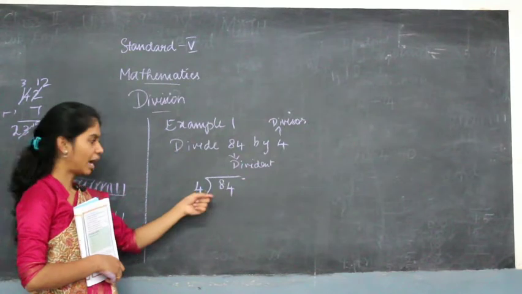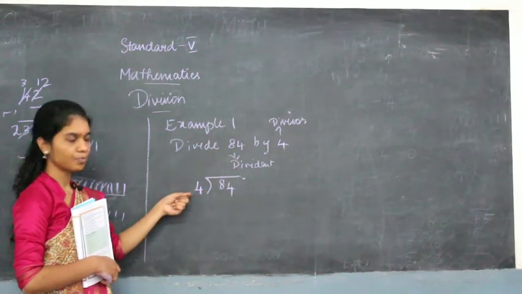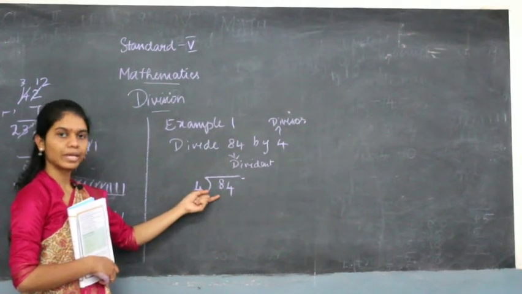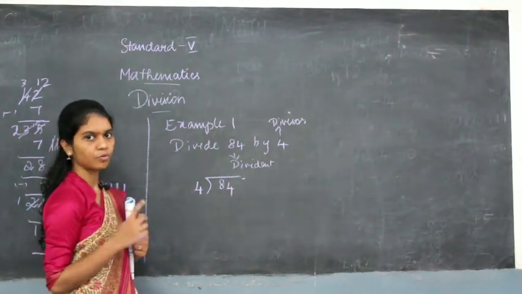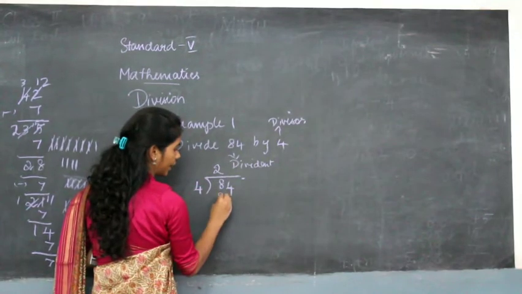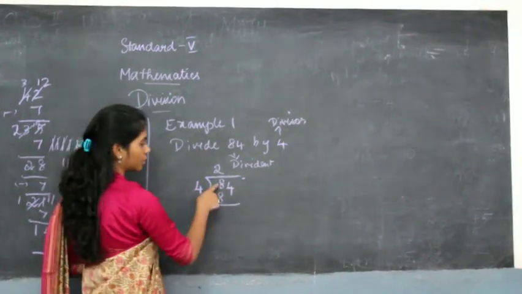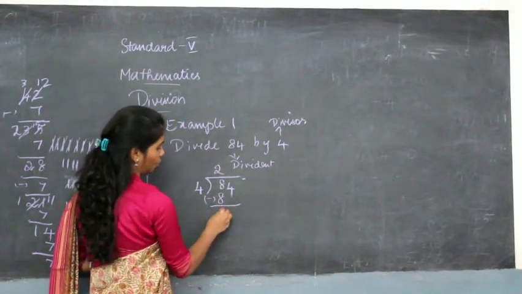The number is 8, and come out and see the divisor. The divisor is 4. 4 is less than 8. So you can start telling tables. 4 ones are 4, 4 twos are 8. So 4 twos are 8 you got. So what next, what you have to do? You have to subtract this 8 from 8. 8 minus 8 is 0.